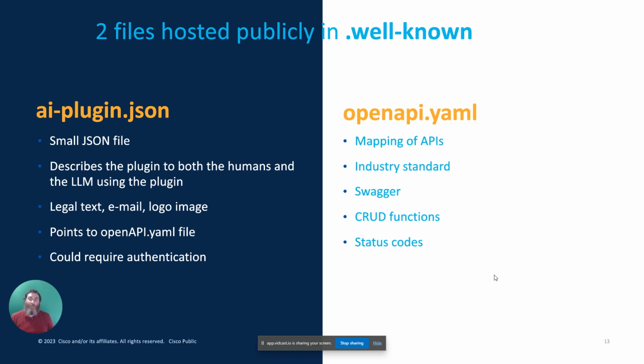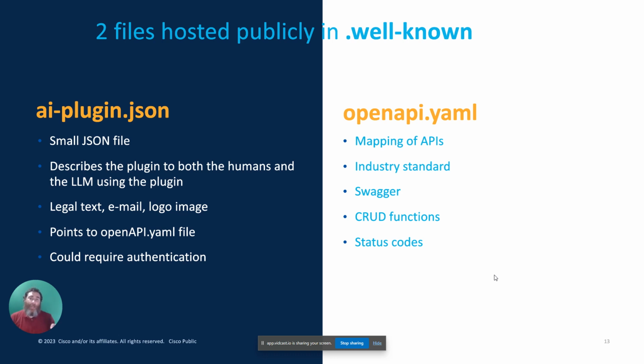One of these files is the AI plugin JSON file. This is the manifest file. It's small and easy and describes the plugin to both the user of the plugin and the LLM. It has the legal text, an email, a logo, and it points to, more importantly, the OpenAPI YAML file. This used to be known as a Swagger UI. It's now known as the OpenAPI YAML file.